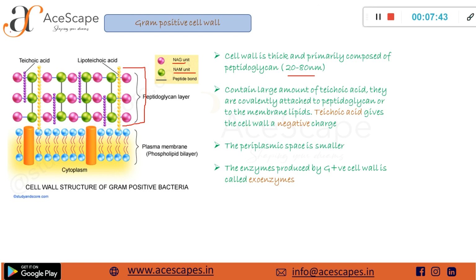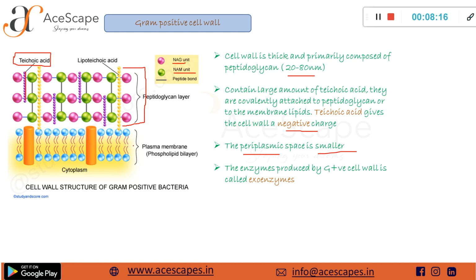These are the teichoic acids, which are covalently attached to the peptidoglycan or the membrane lipids. Teichoic acid is the component that gives the cell wall a negative charge. Then there is a periplasmic space, which is very small in gram-positive bacteria. Now, what is a periplasmic space? It is a concentrated gel-like matrix.